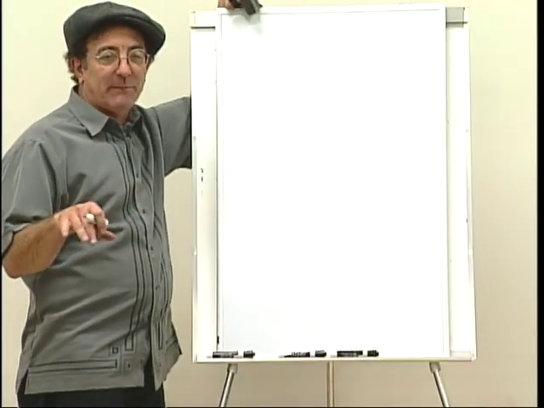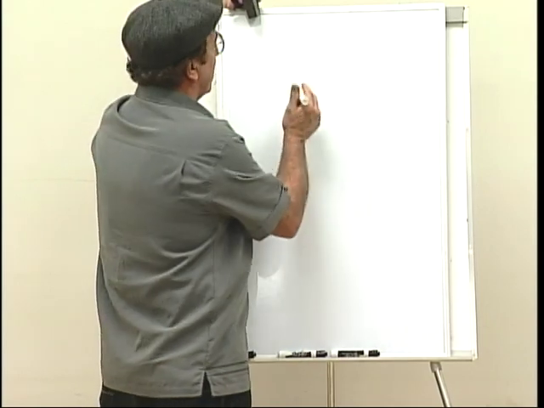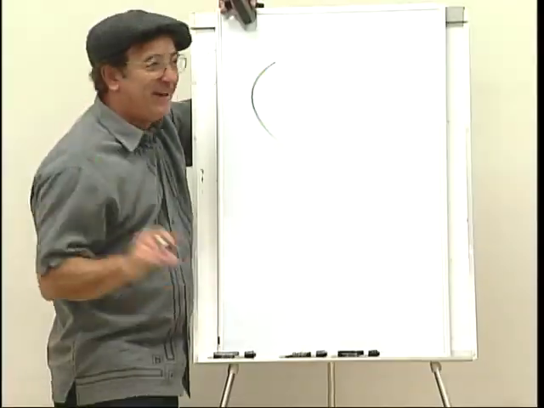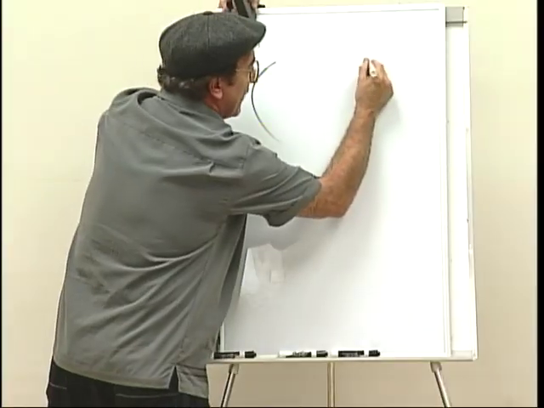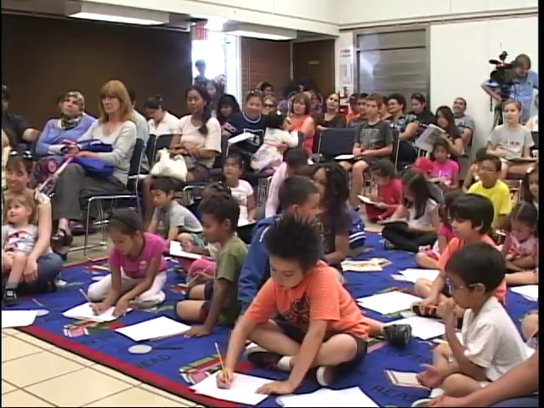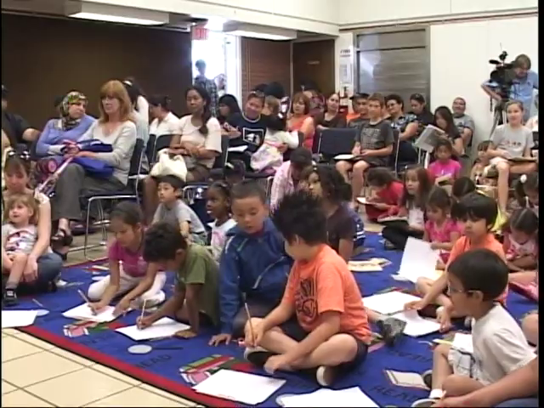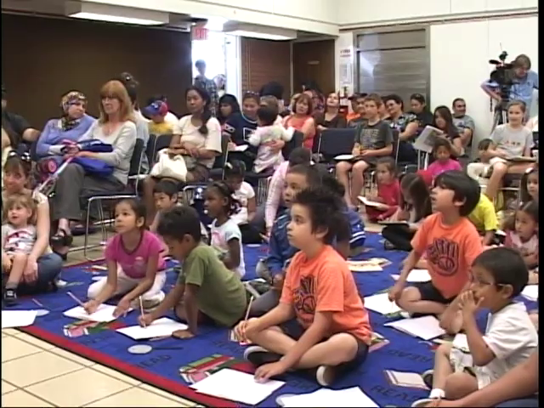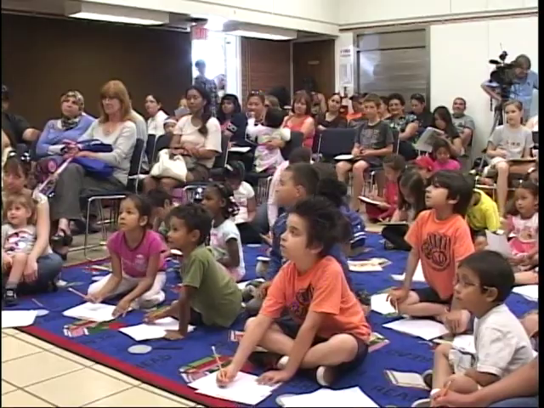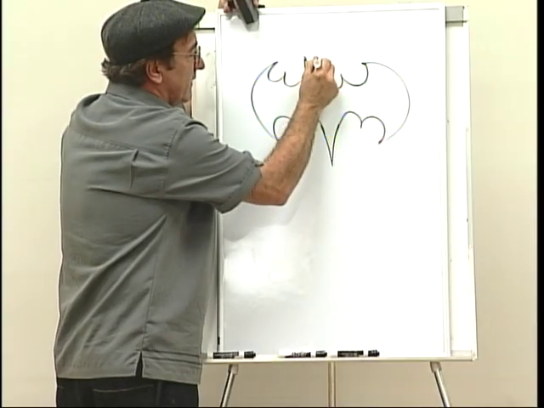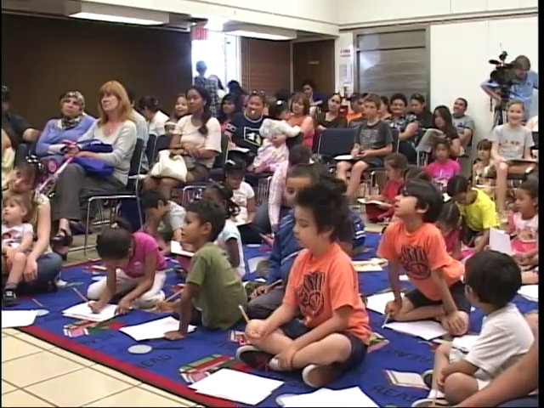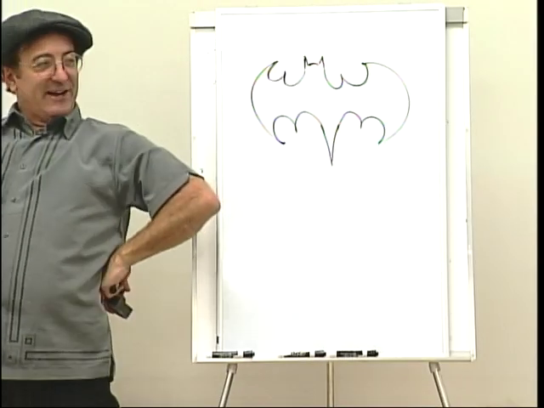I'll show you how to draw the bat symbol instead of the Batman. We're going to draw a bat, okay? Give me a C. Give me a C. Give me another C. Give me a little W. Give me another little W. Give me an M. Give me another little M. Give me a V. Give me two little V's. Give me a C that fell down. Put it on my chest and who am I?